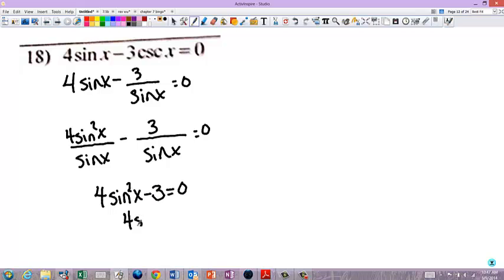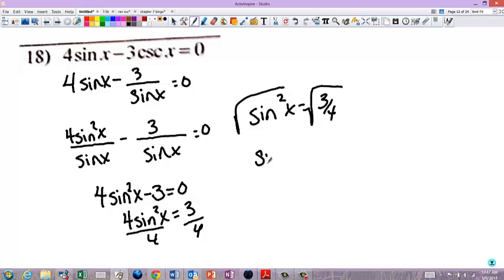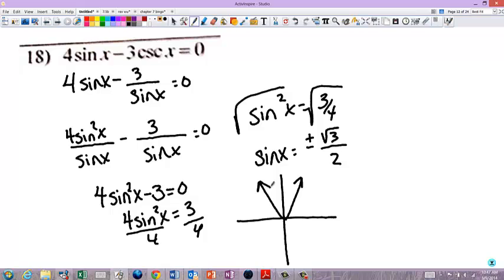So add 3, so 4 sine squared equals 3. Divided by 4, divided by 4. So sine squared equals 3/4, square root. So where is sine? Plus or minus, the square root of 3 is the square root of 3, the square root of 4 is 2. So where is it? Square root of 3 over 2. It's square root of 3 over 2 at all my 60s. So here, here, here, and here, so that'd be 60. 180 minus 60 is 120. 180 plus 60 is 240. 360 minus 60 is 300.